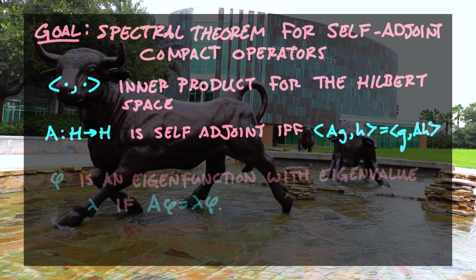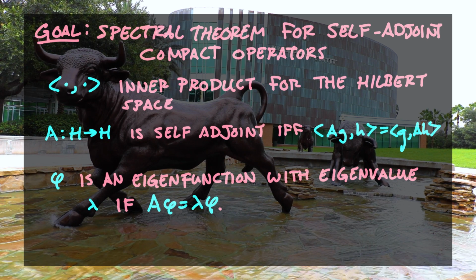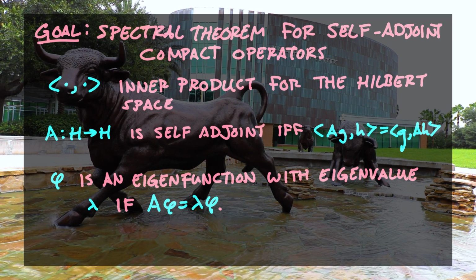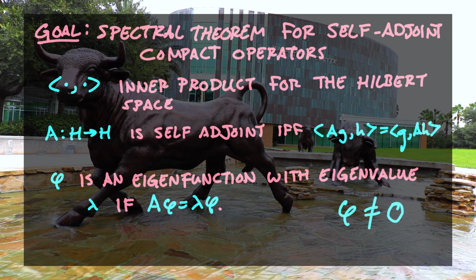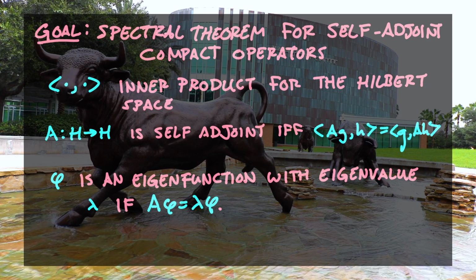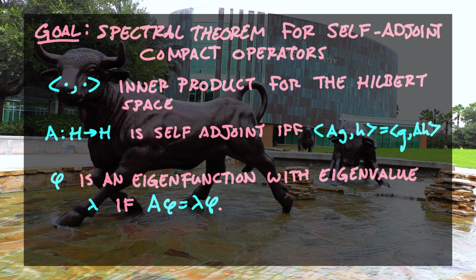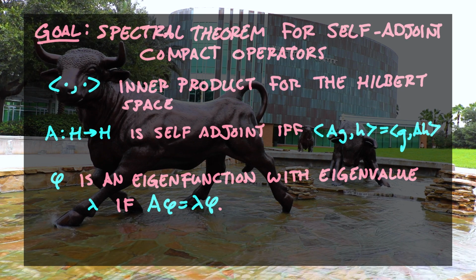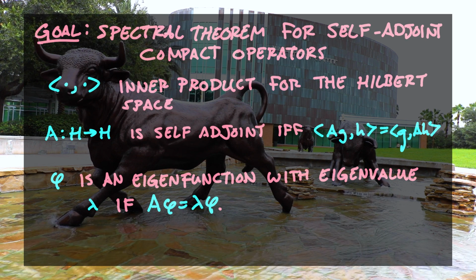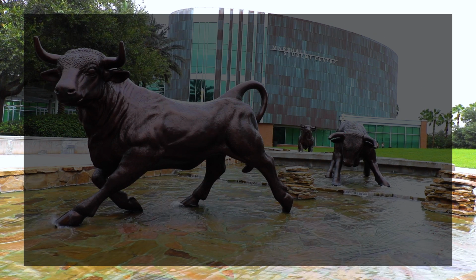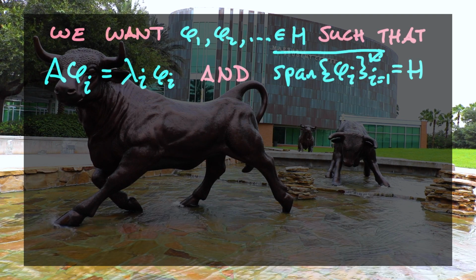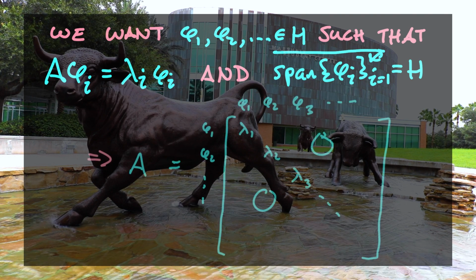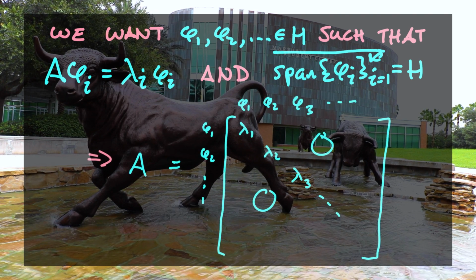An eigenfunction of an operator is a function phi, such that A times phi is equal to lambda times phi for some lambda that may be a complex number, and we require that phi be non-zero. I use the term eigenfunction here a lot, but you can also think of this as an infinite dimensional vector. We use the terminology eigenfunction when our space consists of functions. Our goal is to find an eigendecomposition of our compact self-adjoint operators, which means that we are looking to diagonalize an infinite matrix by finding a basis of H consisting only of eigenfunctions.